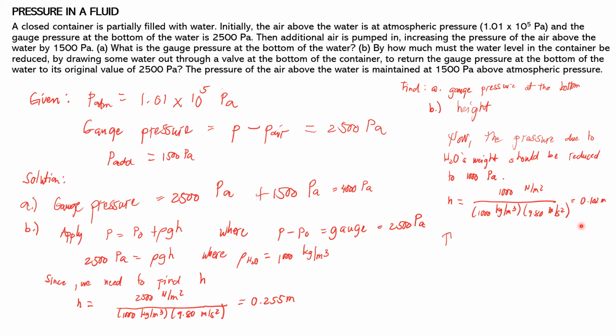Thus, the water must be lowered by these values: 0.255 meters minus 0.102 meters, and that is equal to 0.153 meters. And here, at height 0.153, this is the height where we have the additional pressure of 1,500 Pascal.